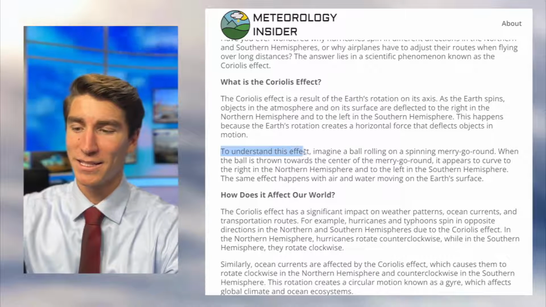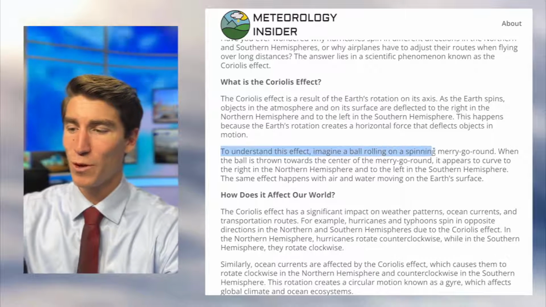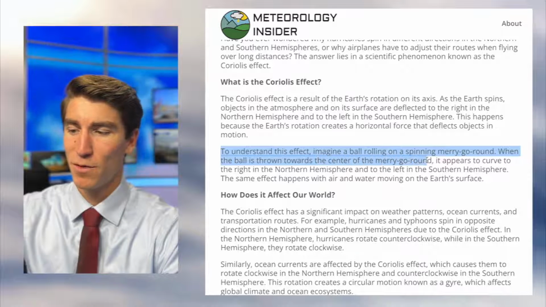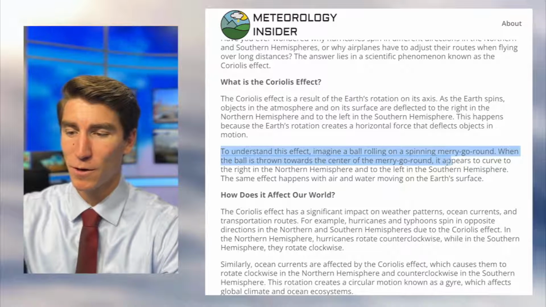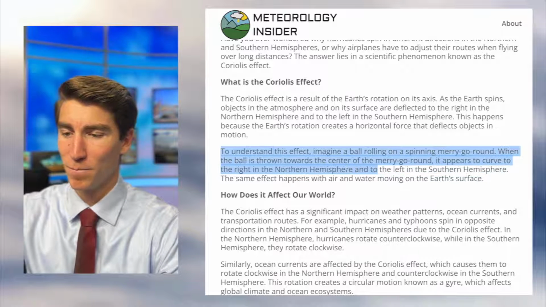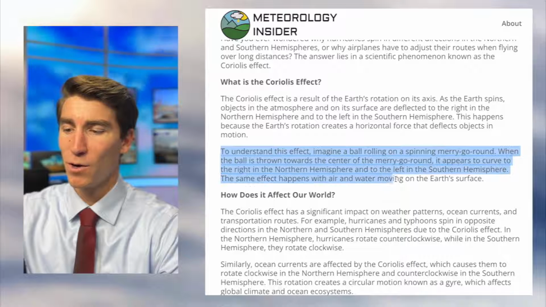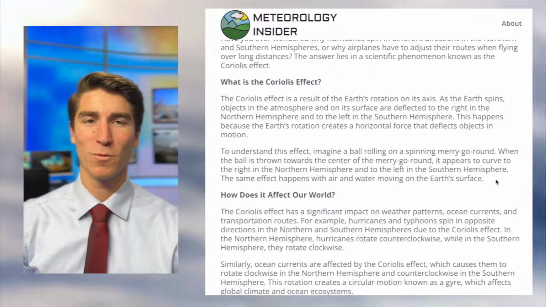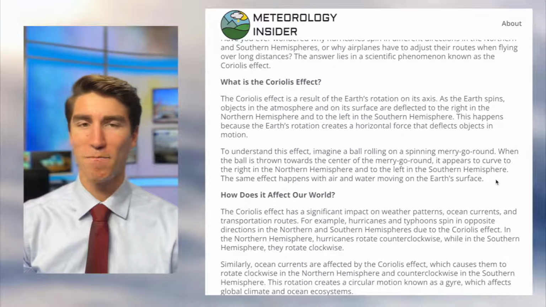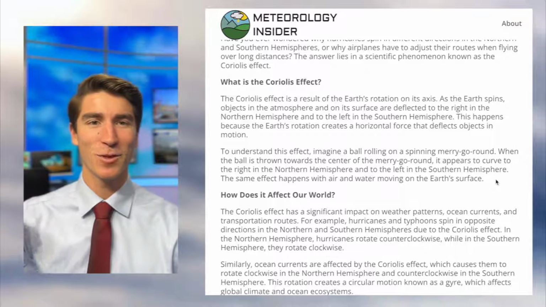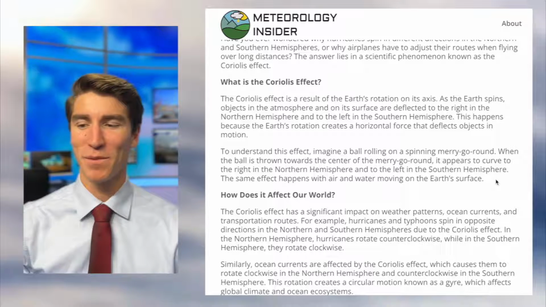So to understand this effect, imagine a ball rolling on a spinning merry-go-round. When the ball is thrown towards the center of the merry-go-round, it appears to curve to the right in the Northern Hemisphere and to the left in the Southern Hemisphere. The same effect happens with air and water moving on the Earth's surface. That wasn't the best way I've ever heard this metaphor. The one in the textbook that I was reading was a little bit better, so I'll try to explain how they did it.